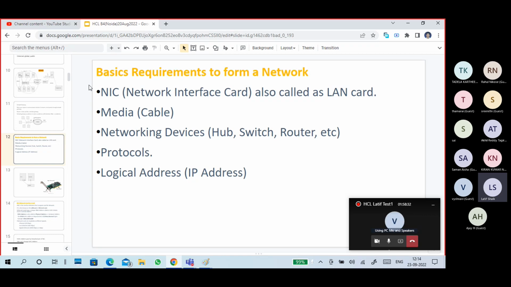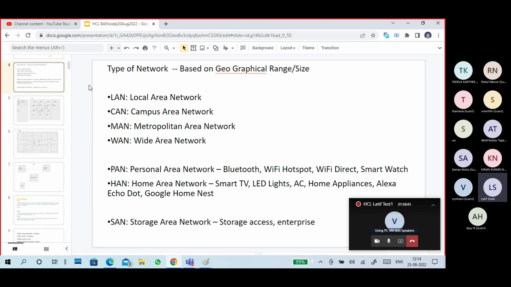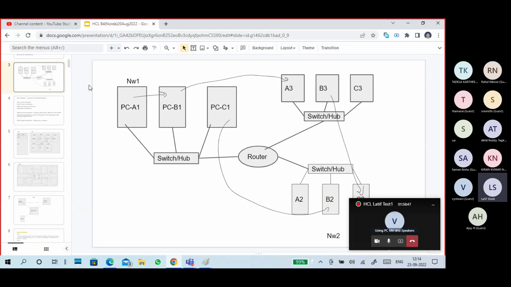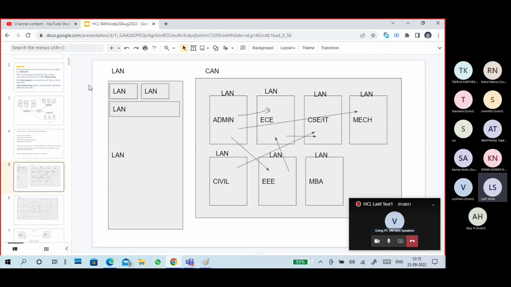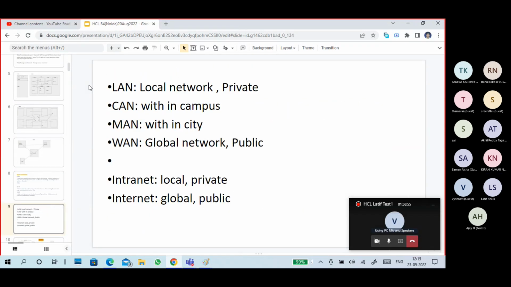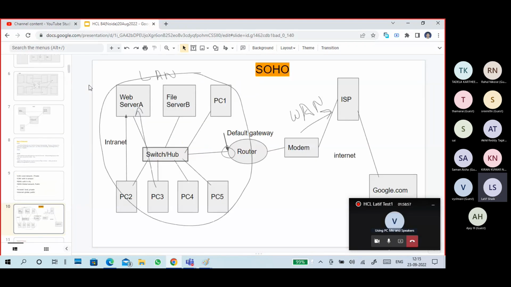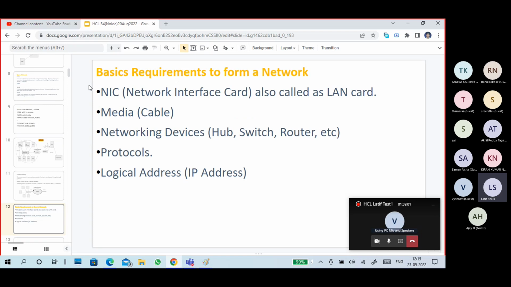The requirements to form a network. Of course, we discussed what a network is: connection of two or more devices. What is networking? Communication between two or more devices. Internetwork means connection of two or more networks. Internetworking means communication between two or more networks, right?